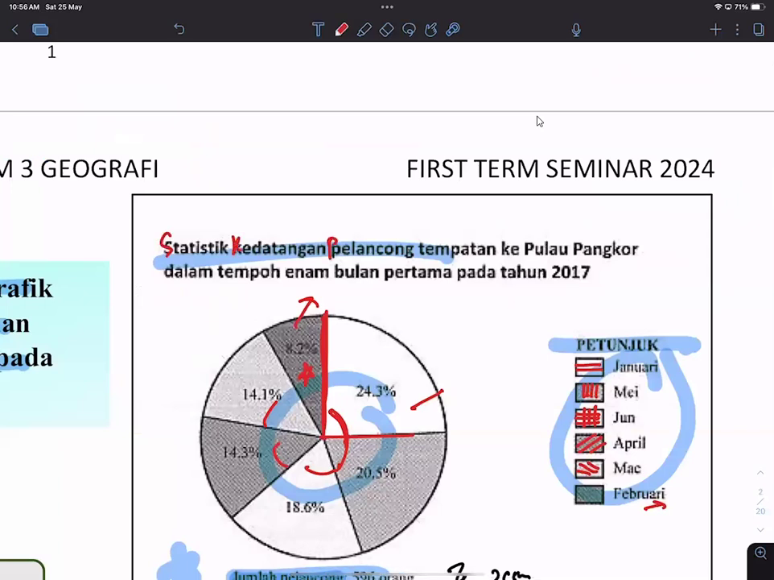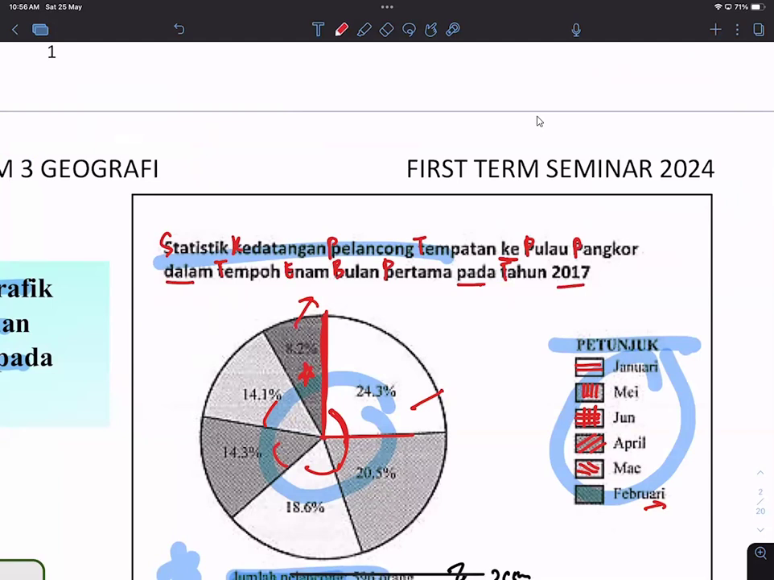So kedatangan, pelancong, tempatan. So this is kata hubung. Leave it there. So pulang, pangkor, dalam kata hubung. Leave it there. Okay, for small casing. Tempoh 6 bulan pertama pada tahun 2017. That's the format for your tajuk.